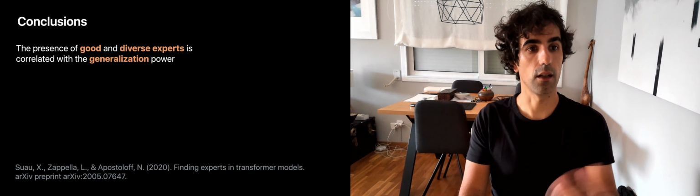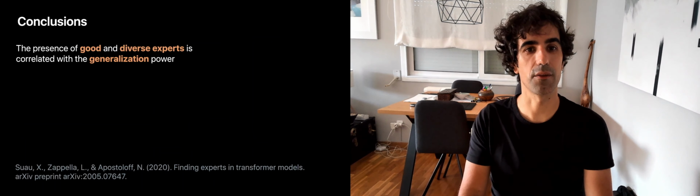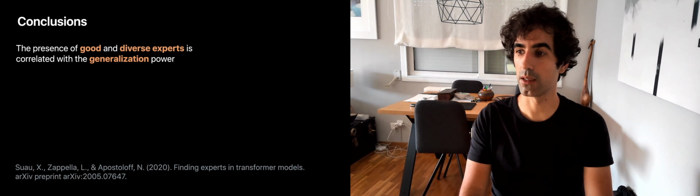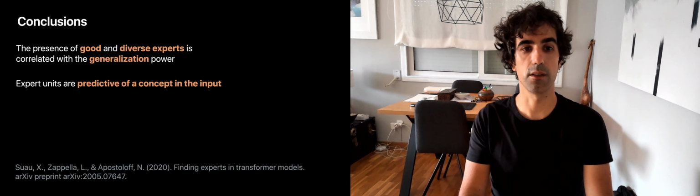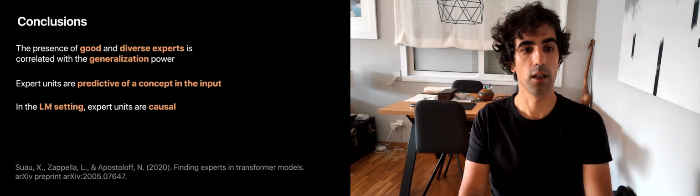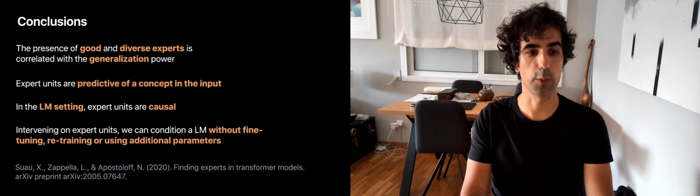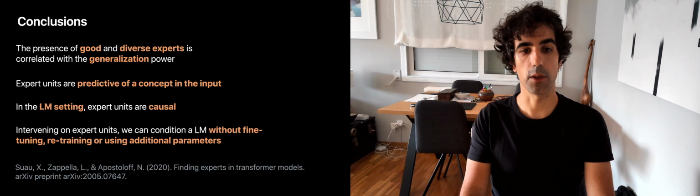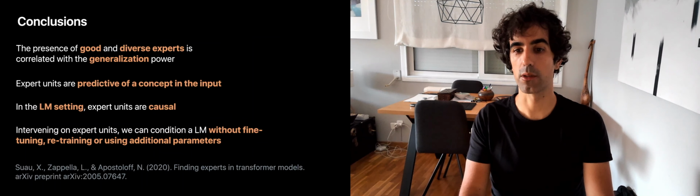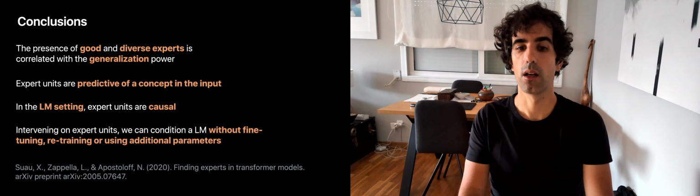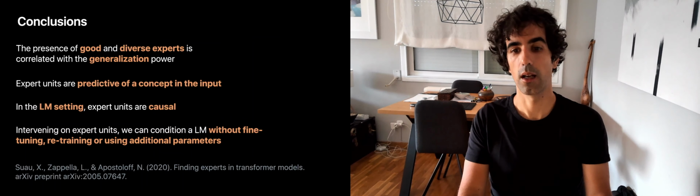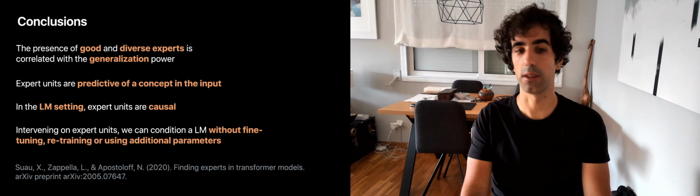So in conclusion, starting from the end, the presence of good and diverse experts is correlated with generalization, and we've seen that expert units are predictive of a concept in the input. We've also seen that in the language model setting, expert units are causal. They cause the concept in the output, and we can intervene upon expert units to condition a language model without fine-tuning, retraining, or using additional parameters, which, to our knowledge, is the first work to propose this.